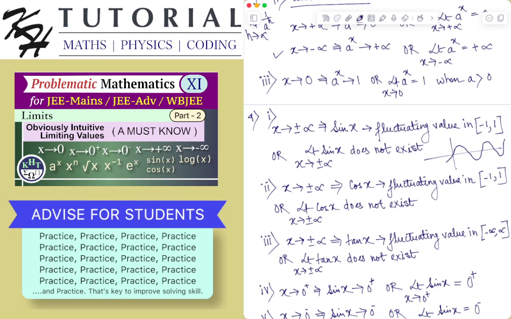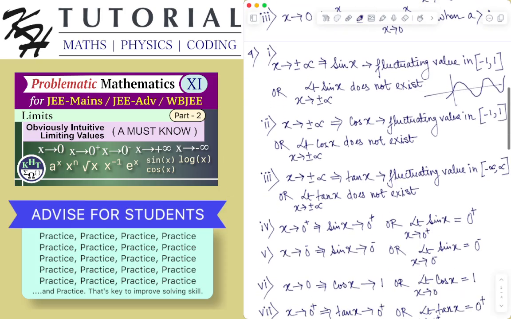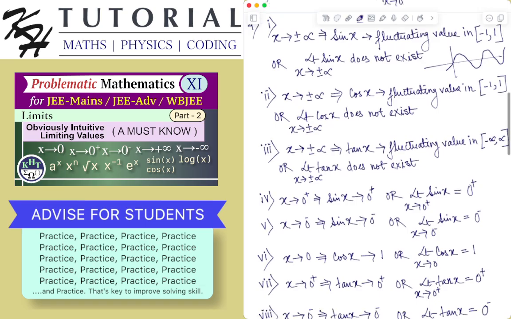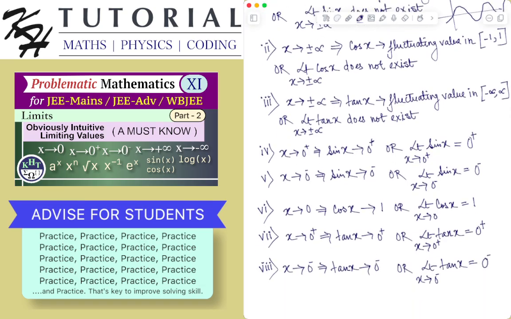So the limiting value of cos x when x is tending to positive or negative infinity does not exist. Again, the same is the case for tan x, but in case of tan x, when x is tending to positive infinity or negative infinity, the value of tan x will fluctuate between minus infinity and positive infinity. So, the limiting value of tan x also does not exist as x tends to positive infinity or x tending to negative infinity.